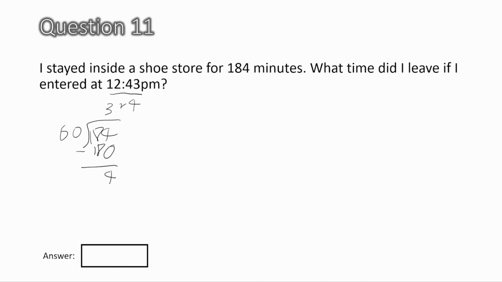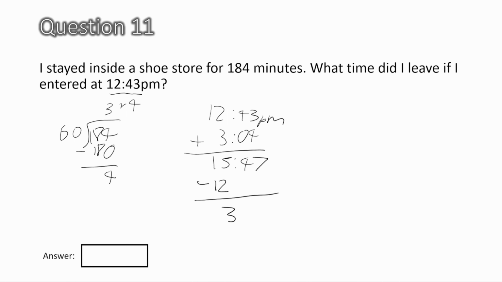So if the time when I entered was 12:43 p.m., then what time will it be in 3 hours and 4 minutes? Well, let's add them together. Now, if we add those together, then we get an answer of 15:47. But I thought hours only went up to 12 o'clock. And that's because this answer is in 24-hour time. So let's convert it back to 12-hour time. The way we do that is we just subtract 12 from the hours. That's how we convert a 24-hour time to 12-hour time. So that gives us 3:47 p.m., which is the answer.